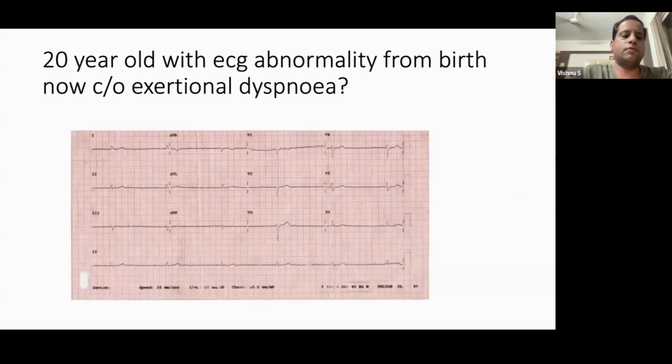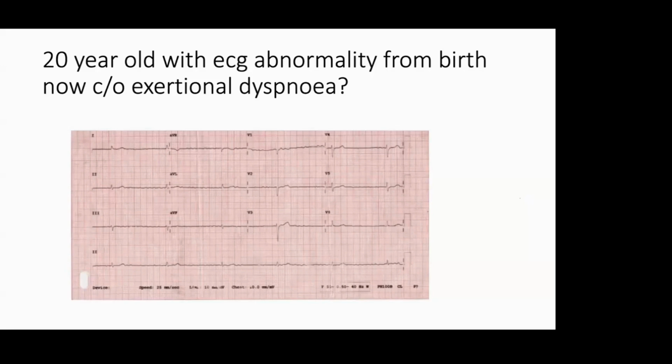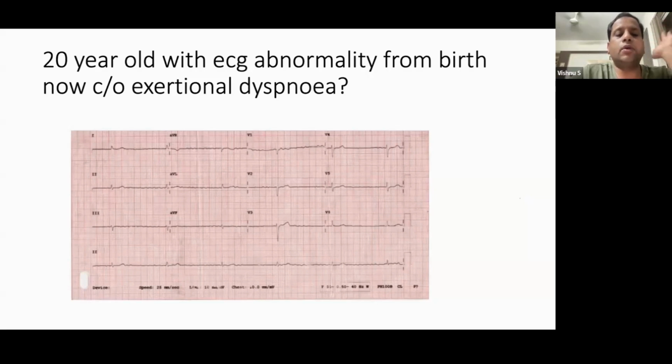What is the diagnosis of this? P wave is not seen, P wave absent. Then what is the diagnosis? AF. AF, correct. In AF, usually we will see the RR interval varying.